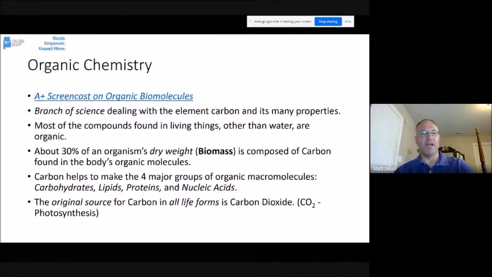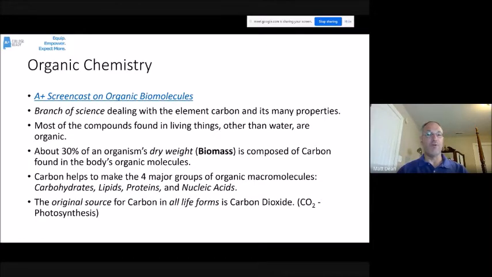All right, the rest of our session today is going to be devoted to organic chemistry. So this is about the chemistry of carbon-containing compounds. Most of your body's mass is made out of water, but about 30% of the organism's dry weight is composed of carbon. And this carbon is found in organic molecules. Molecules made of carbons connected to other carbons, and usually also connected to hydrogens.